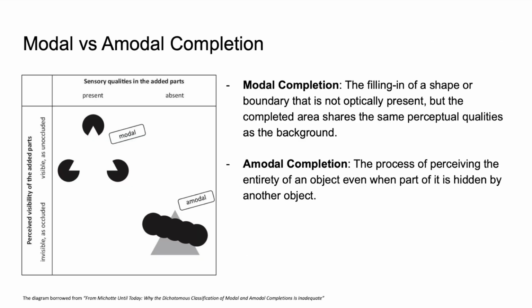To begin, let's distinguish between two key perceptual concepts shown in this diagram: modal and amodal completion. Modal completion, shown in the top half, is when we perceive a shape that isn't optically present, like the illusory triangles here. The completed area is visible. In contrast, amodal completion, shown in the bottom half, is how we perceive an entire object even when part of it is hidden or occluded. The part we mentally fill in is invisible. Our work focuses on this challenging task of amodal completion.